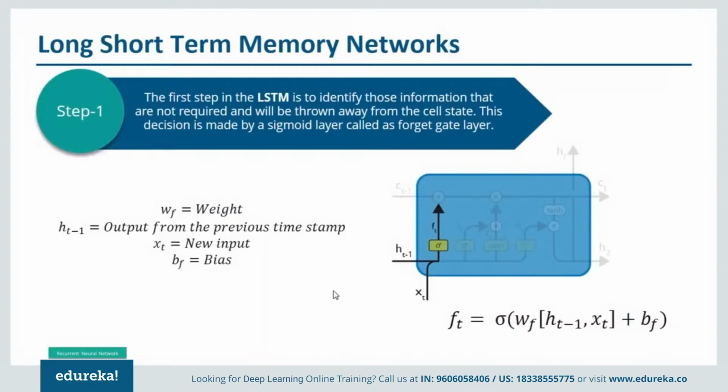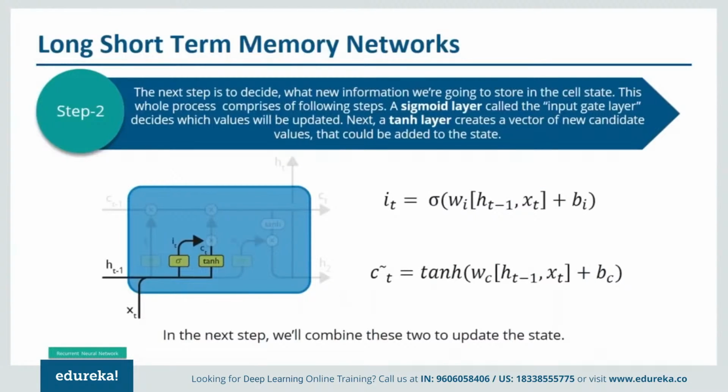Now let us see what happens in the next step. So the next step is to decide what information we are going to store. In the previous step, we decided what information we are going to keep, but here we are going to decide what new information we are going to store in the cell state. Now this has two parts. First, a sigmoid layer, which is also known as the input gate layer, decides which values we'll update. Then there's also a tanh layer that creates a vector of candidate values, C bar t, that will be added to the state later on.